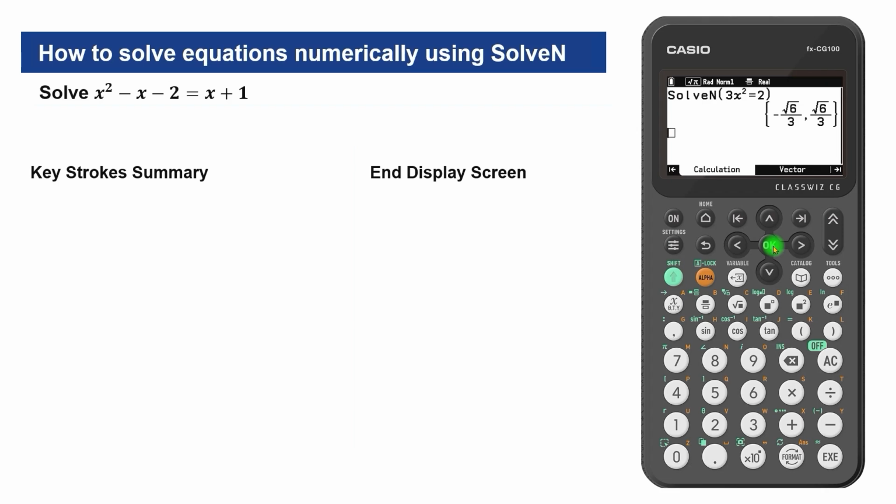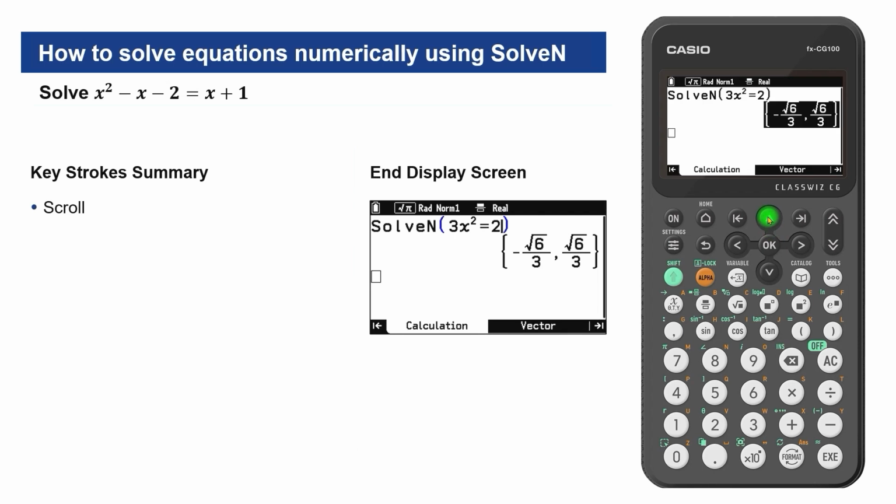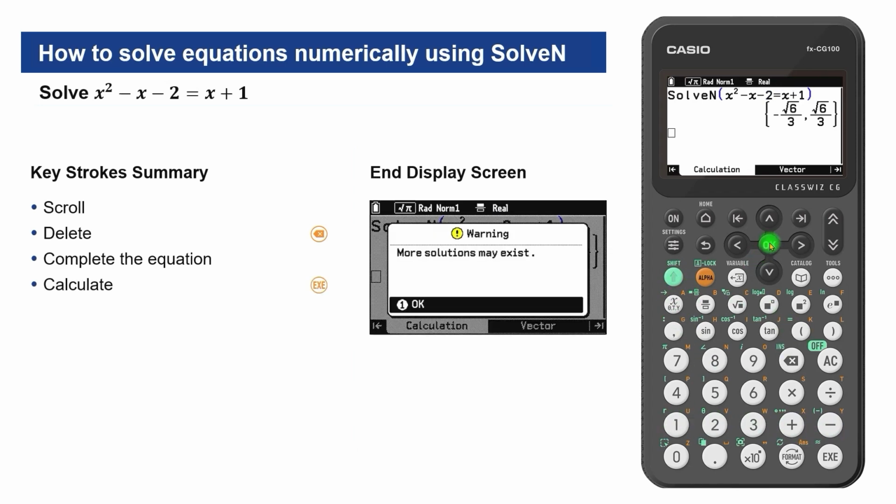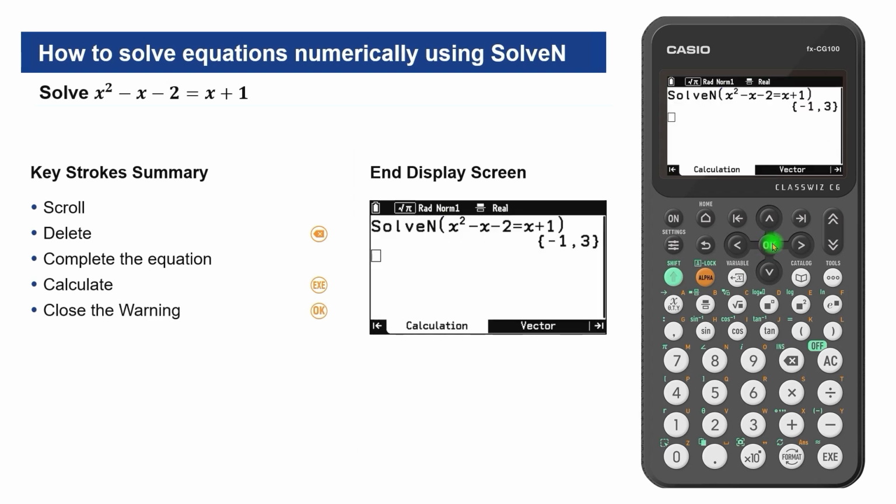Extending the types of equations that can be solved using SolveN, this example equates a linear and quadratic function, which could be useful in solving inequalities without rearranging in the Inequality app. Edit the previous calculation as before, and complete the equation. Calculate, and close the warning. Two values are displayed. However, be aware that a single value may not be an error and could indicate a tangent. If these functions do not intersect graphically, then no solution will be shown.